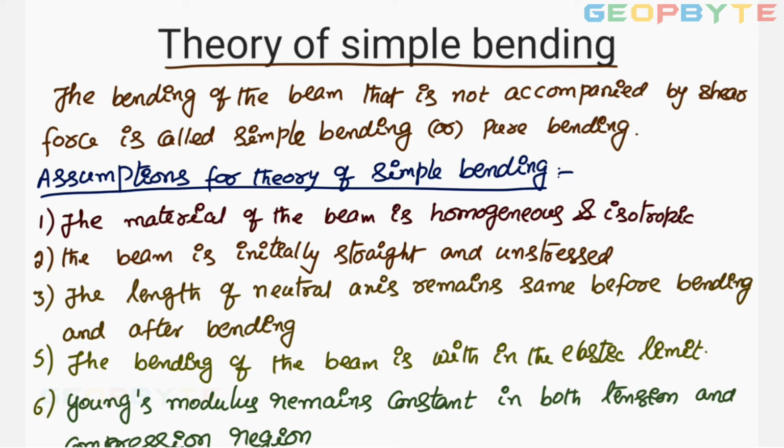Before going to discuss the bending equation, first let me define simple bending. Dear students, simple bending means the bending of any beam in the absence of shear force. The bending of any beam in the absence of shear force is called pure bending or simple bending.